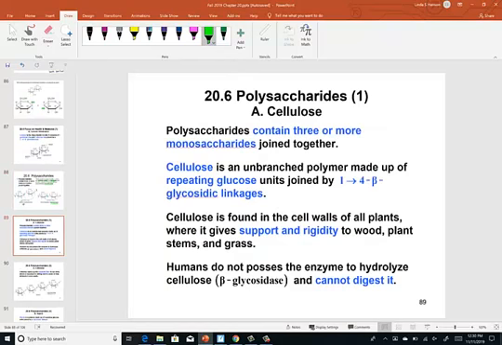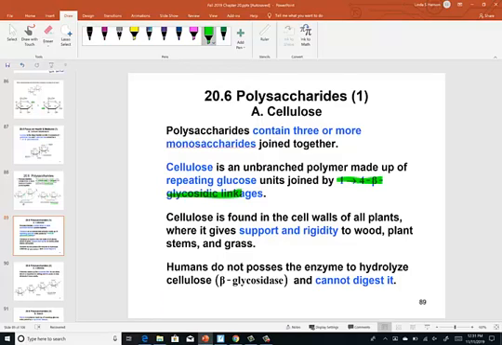Polysaccharides contain at least 3, must be at least 3, otherwise it'd be considered a disaccharide. And they're joined together by glycosidic linkages, again through the 1,4 alpha or beta. If it's cellulose, we saw it beta. And if it was starch or glycogen, we saw it in an alpha position.